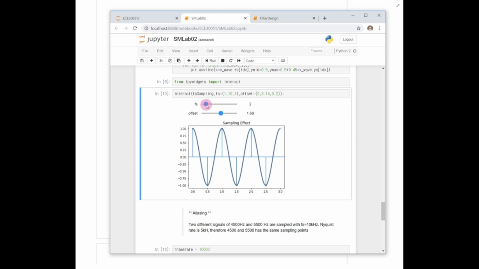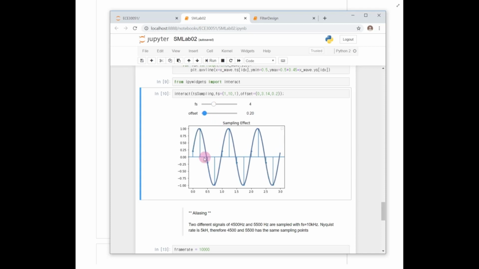If we increase the sampling to 4, then first, second, third, and fourth samples, and first, second, third, fourth again, repeated. So this is 4 times faster than the signal. The sample frequency is 4 times faster. In this case, whatever offset you use, the signal can be sampled properly. Even in this case, 0, 1, 0, and -1, we can reconstruct using this data.